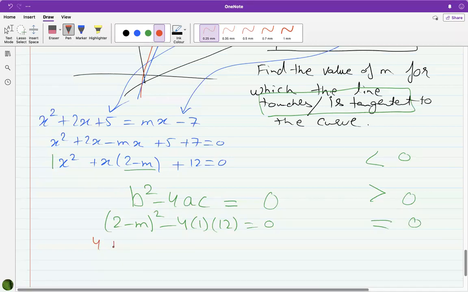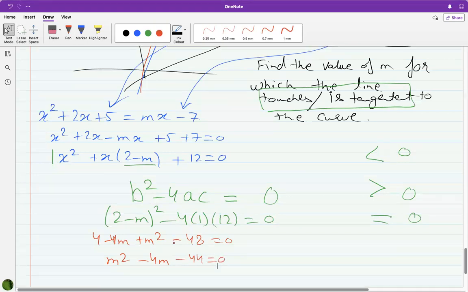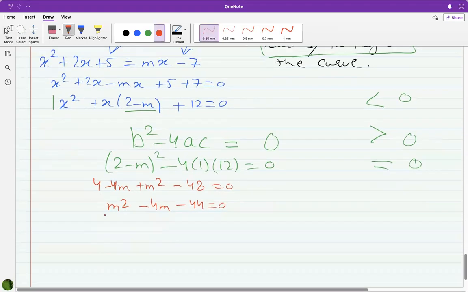A square minus 2ab plus b square minus 48 equals to 0. M square minus 4m minus 44 equals to 0. So we get a simple quadratic equation. Solving this will give you the values of m.